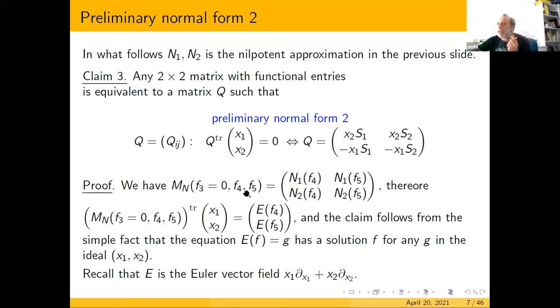I will take F3 zero, and I will control what I want just by F4 and F5. Then, what do I have in the matrix? An arbitrary 2x2 matrix can be changed by this matrix with arbitrary F4 and F5. And to get this normal form, I get an equation that the Euler vector field x1 ∂/∂x1 plus x2 ∂/∂x2 applied to F4 is equal to something which belongs to the ideal generated by x1, x2, and the same, and one more equation for F5, the same equation, and these equations are solvable. It is trivial that they are solvable, so I can do this preliminary normal form two.